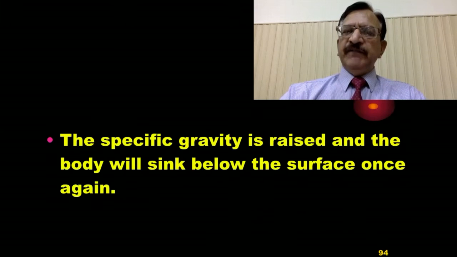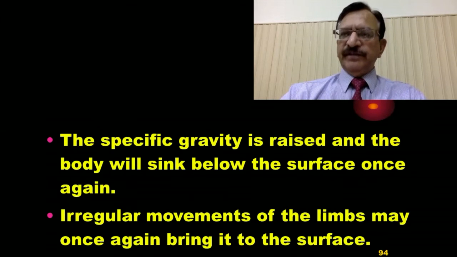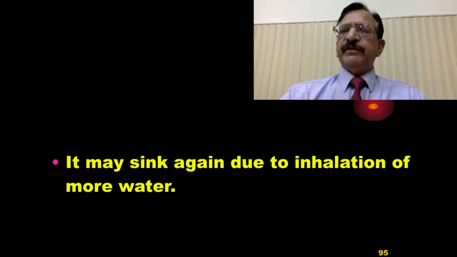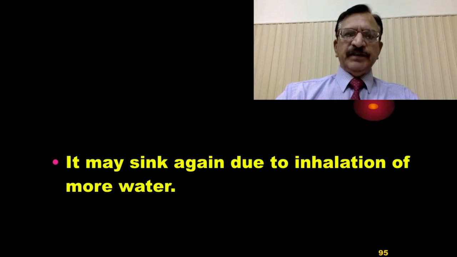And the specific gravity of the body will now start rising, and the body will sink below the surface once again. Then again the irregular movements of the limb may once again bring the body to the surface, and it may sink again due to further inhalation of water. Then that means the body rises to the surface. Again, water is inhaled and it enters into the air passages.